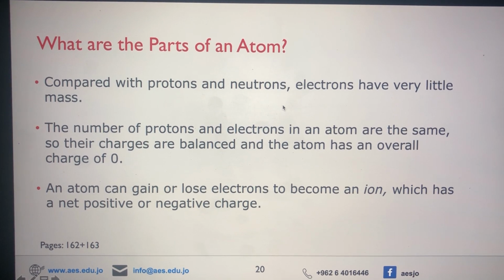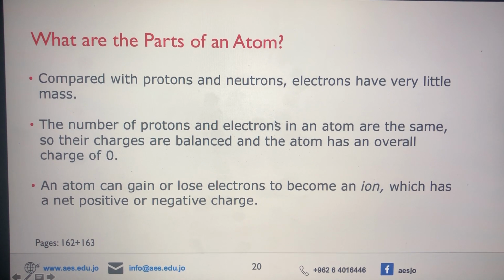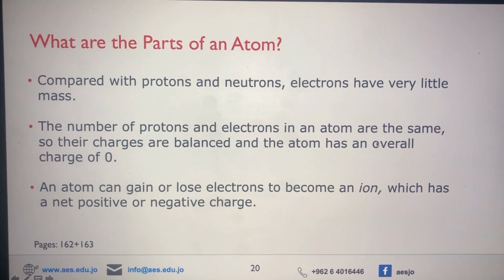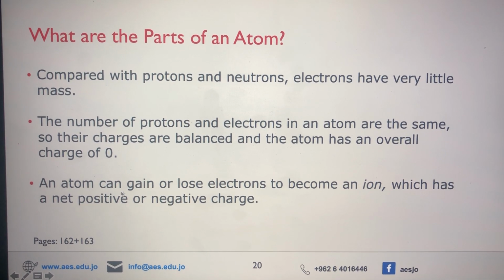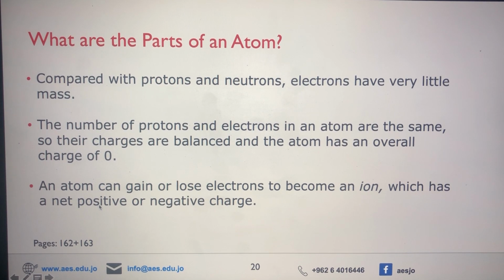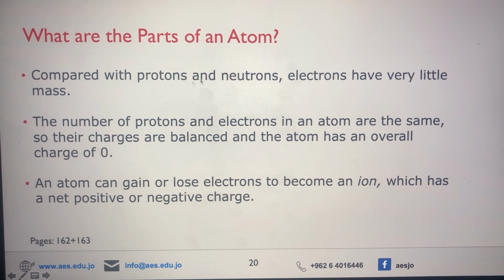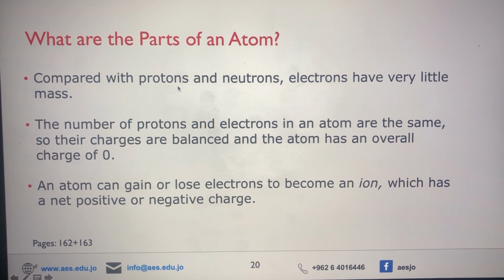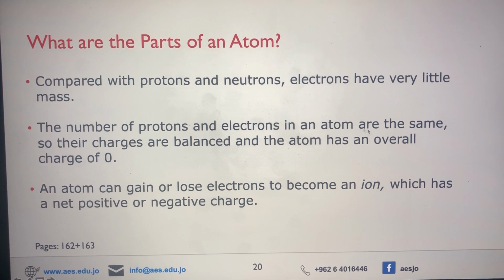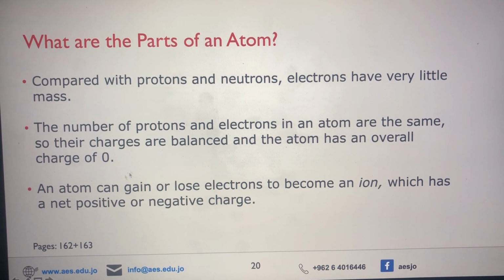Now, compared with protons and neutrons, electrons have very little mass. The number of protons and electrons in an atom are the same, so their charges are balanced and the atom has an overall charge of 0. An atom can gain or lose electrons to become an ion, which has a net positive or negative charge. So in normal conditions, the number of protons and neutrons is not the same. However, the protons and electrons are the same, so the atom has an overall charge of 0.